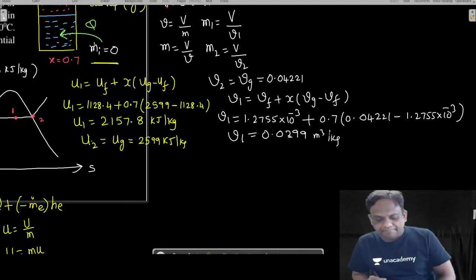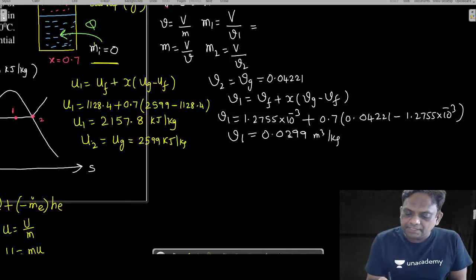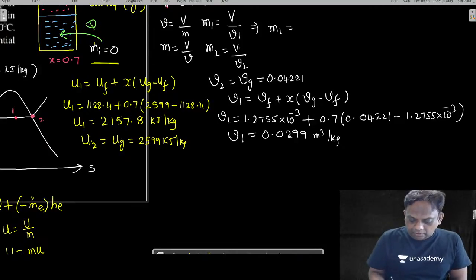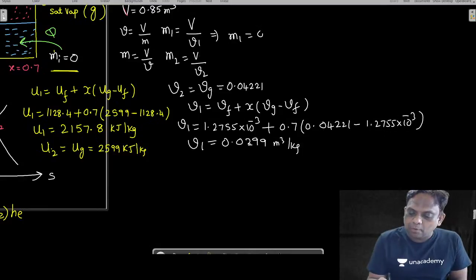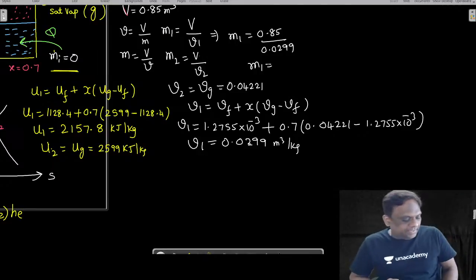Wonderful, students of India. So therefore, this initial mass is given by total volume. What is the total volume? Look once. What is the total volume? 0.85. So it is 0.85 by initial specific volume, 0.0299. Can you give me the mass? Anyone? What is M1?